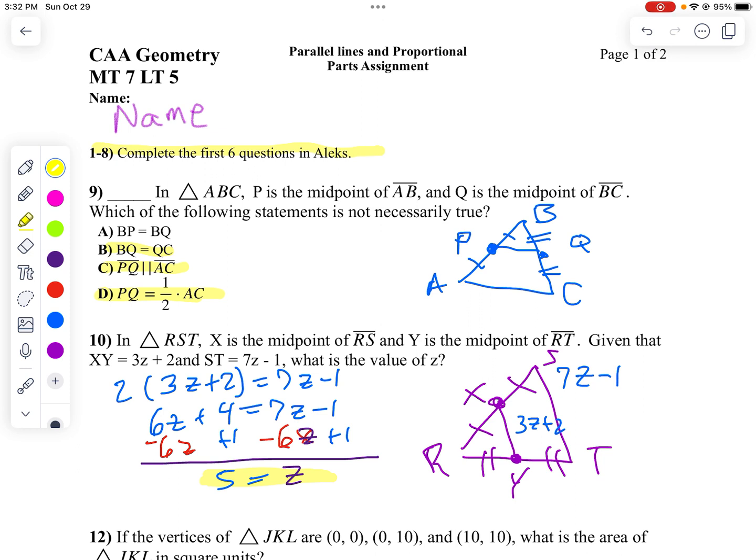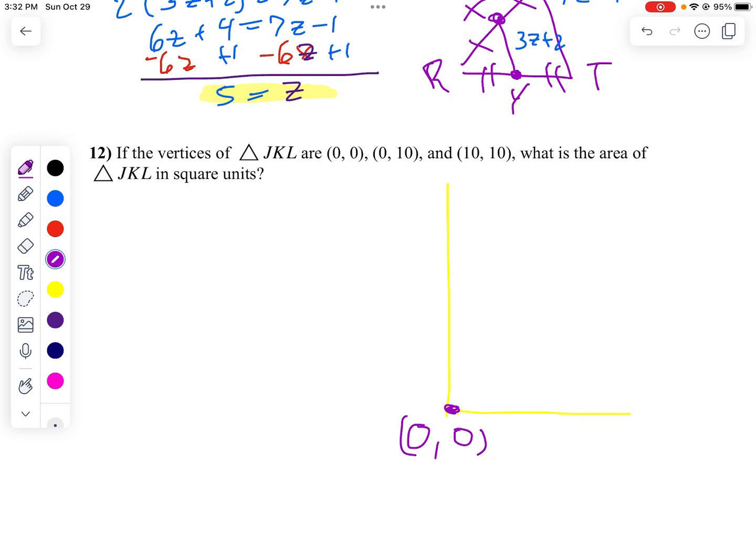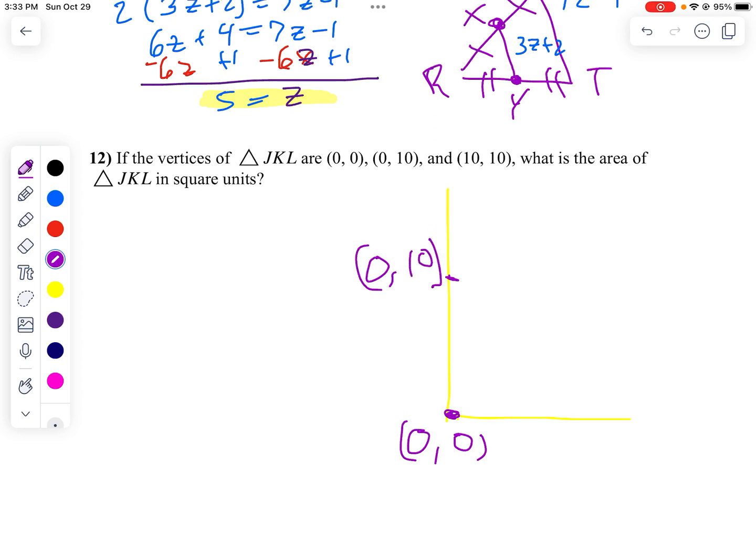Now let's take a look at our next problem. And I think I will graph this one first. And notice everything's in the first quadrant, so I am going to just draw my first quadrant in here. I'm assuming 0, 0 is one of our points. 0, 10 is another of our points. And then 10, 10 would be our third point. Draw that triangle in.